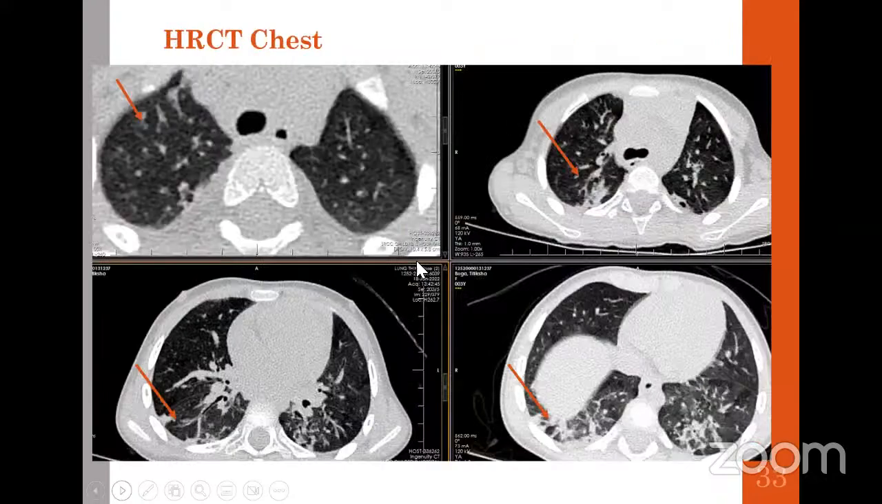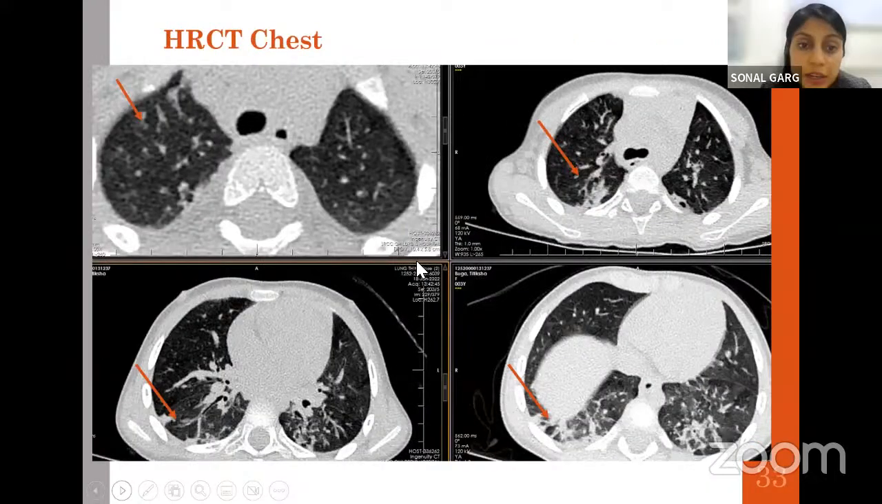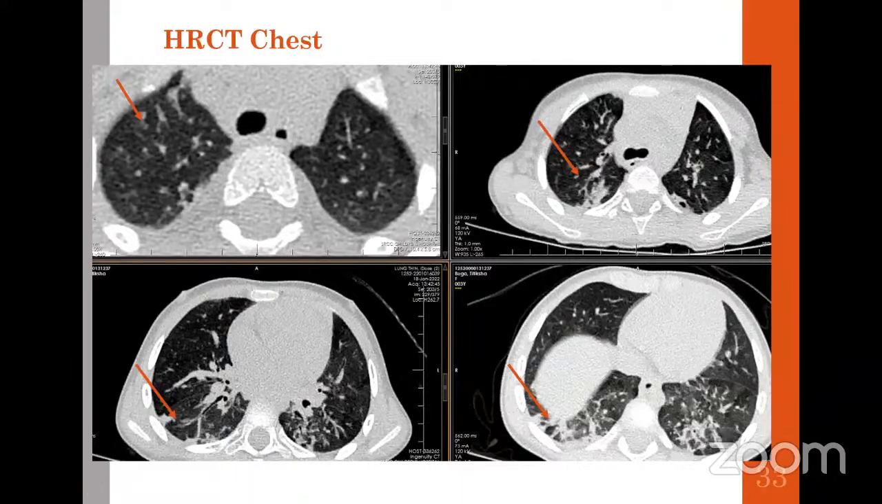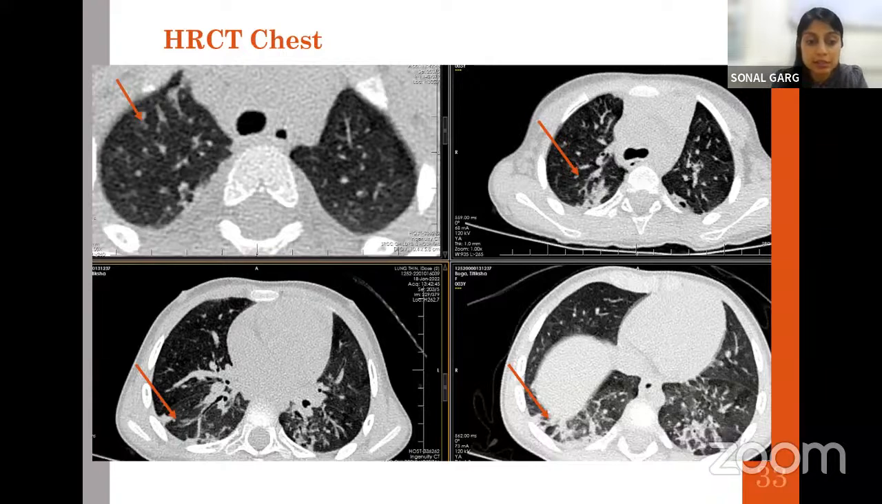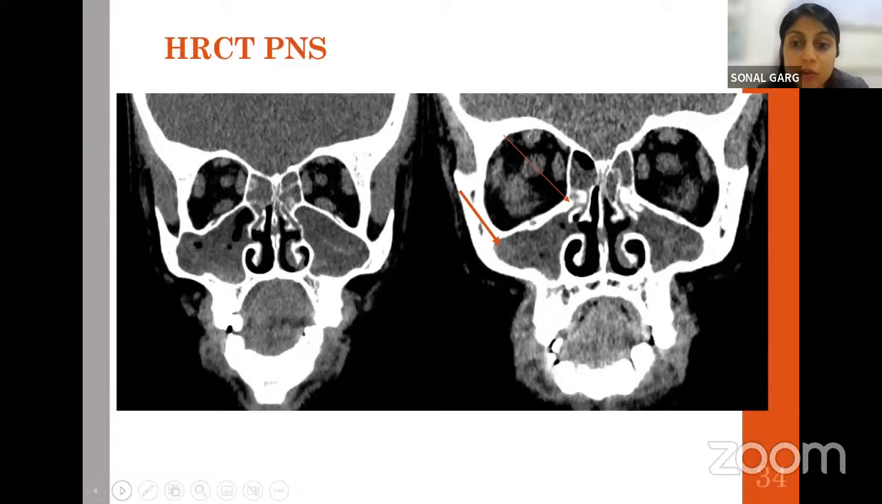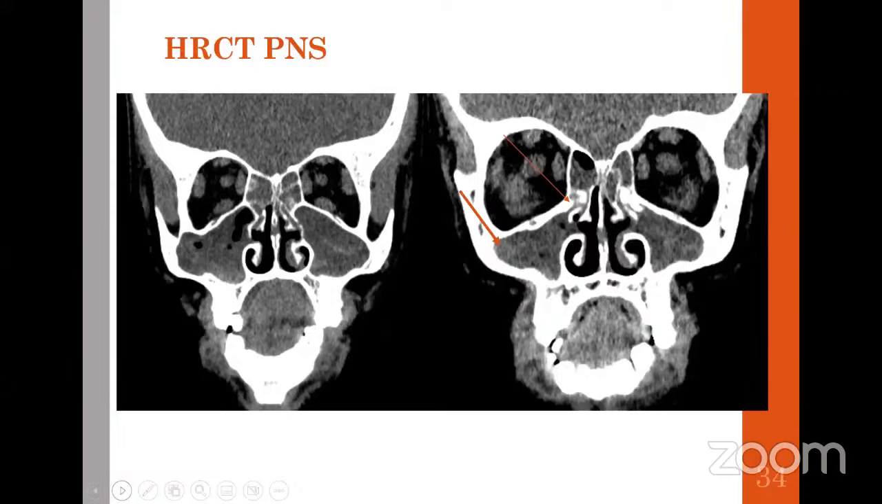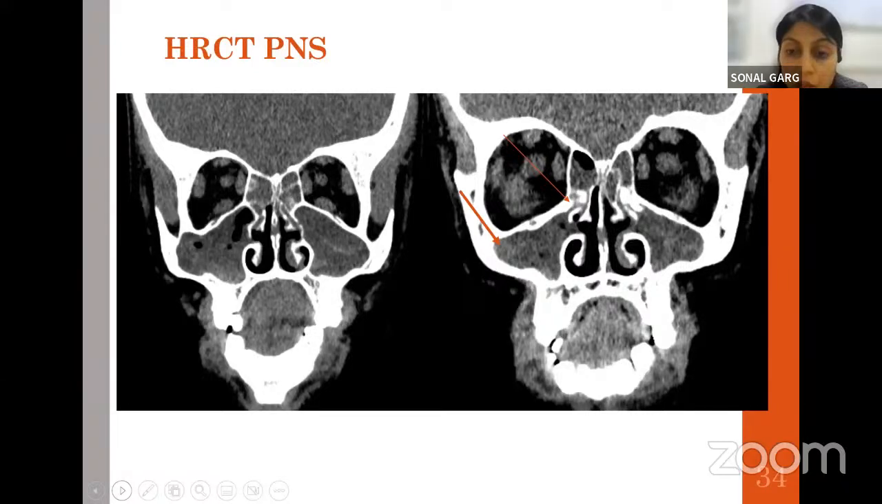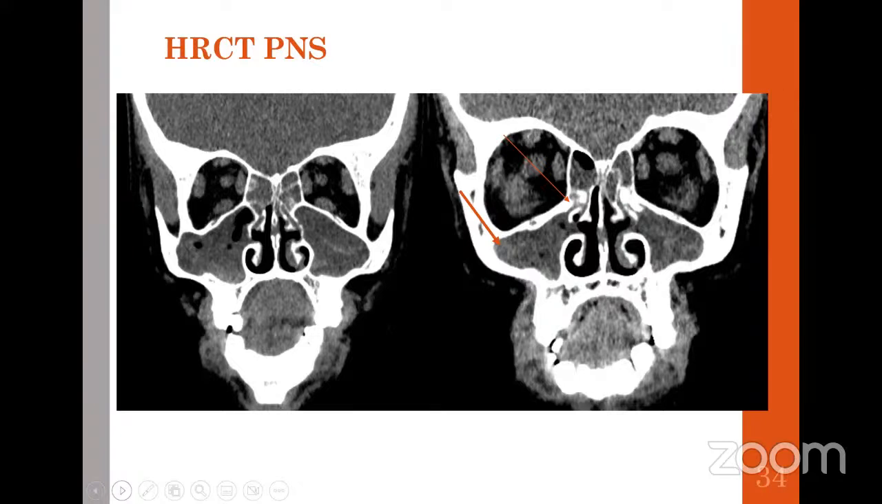So this is an HRCT chest, where you can see that there is very high resolution of the interstitium, the airways, the vessels. And as you can see, this child has an interstitial lung disease. This is the high resolution CT scan of the PNS, where again, you are able to see the mucosal thickening. You are able to see all the bony markings. You are able to see very well delineated the infundibulum, the hiatus semilunaris of the osteomeatal complex.